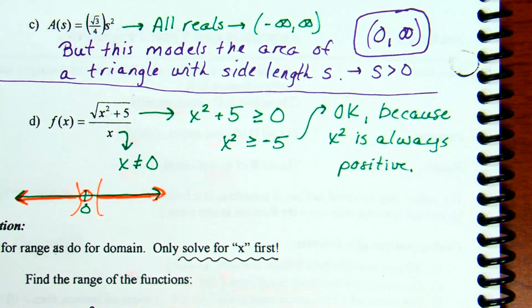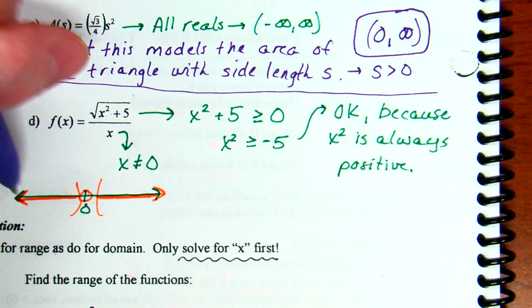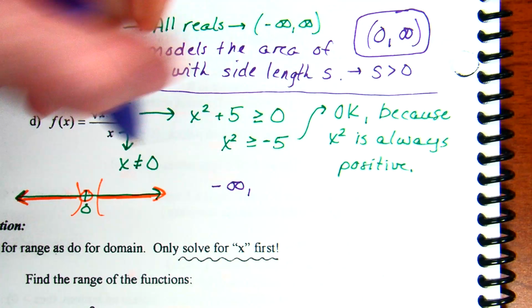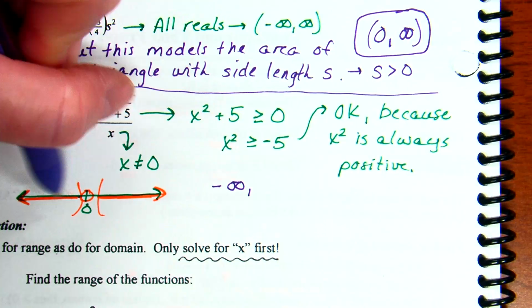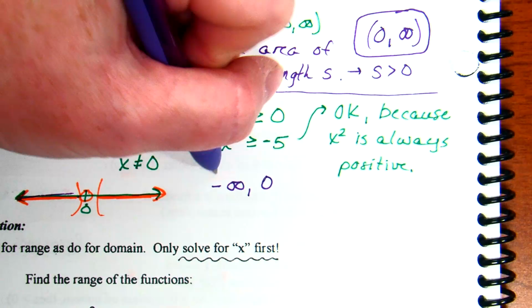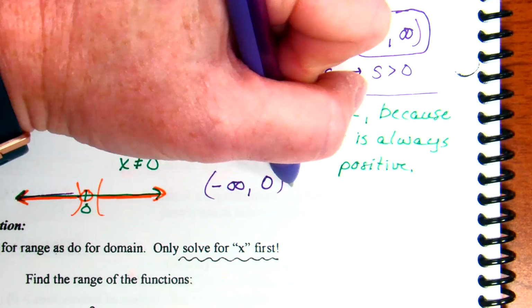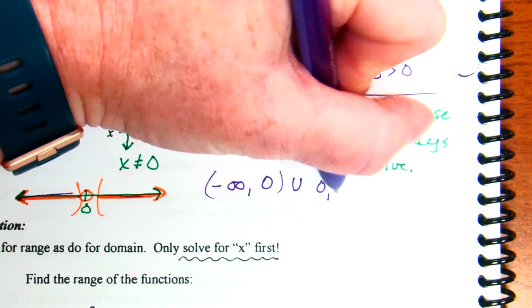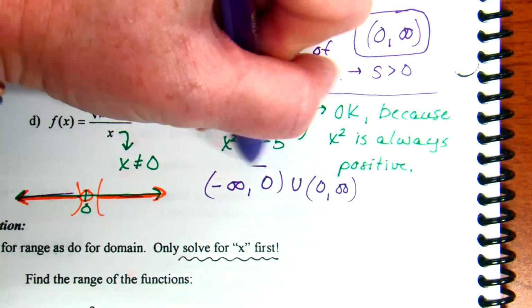Okay, putting this in interval notation. When we start the left end of the graph, where does this interval begin? Negative infinity. And where does this interval go to? 0. So negative infinity to 0, both of those with parentheses. Union. And then this next interval is 0 to infinity.